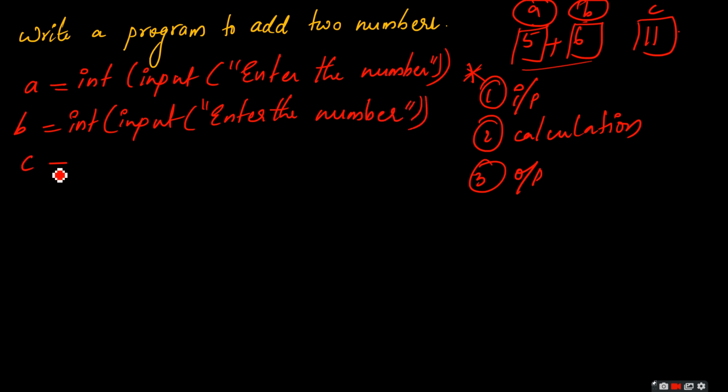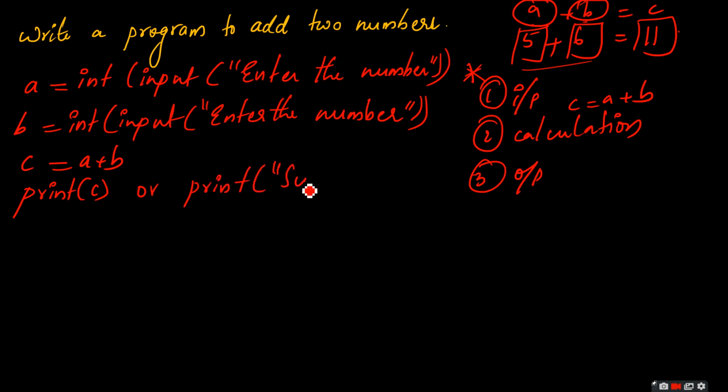Then we have to write the calculation, that is 5 plus 6 equal to 11, that is a plus b equal to c. Normally we will write the equation like this, but in Python it is just the opposite way, that is c equal to a plus b. First we have to write the result equal to the calculation. So we'll write c equal to a plus b. After that, we have to print the result. We'll write print c. Or we can write like this, print sum equal to, like this way also we can write the answer.